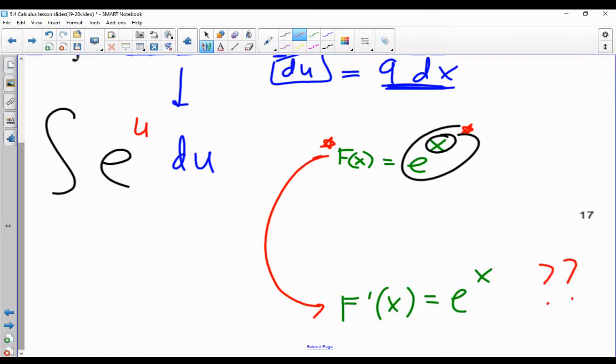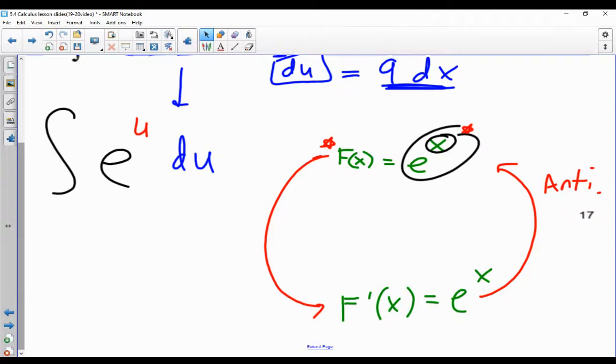That is not a typo. That is actually a common fact: e to the x, specifically just e to the x, is its own derivative. And of course, wouldn't that also mean that its antiderivative would be the same thing? So literally, the derivative of e to the x is e to the x.